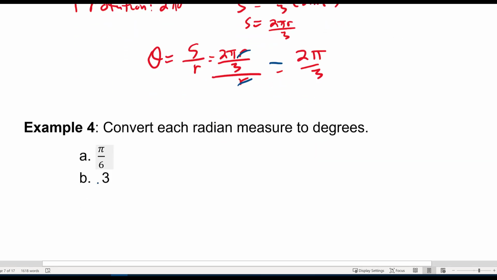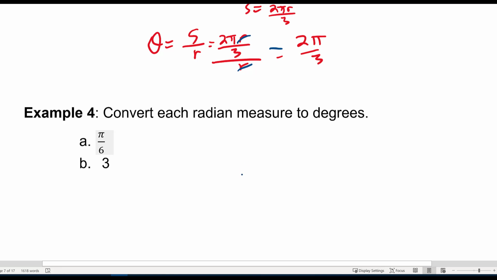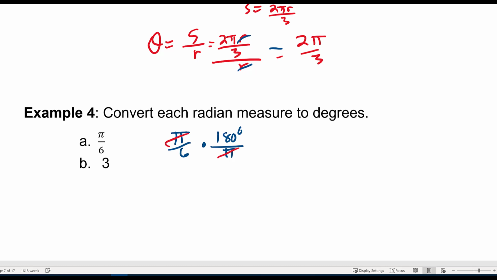Now we're going to convert each radian measure to degrees. So if we have pi over 6, this is in radians, so we multiply by 180 degrees over pi radians. So the radian part divides out. You could write RAD if you want, but we don't put anything when it's implied to be radians. So we have 180 over 6, and I get 30 degrees.